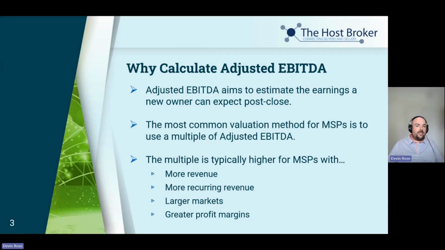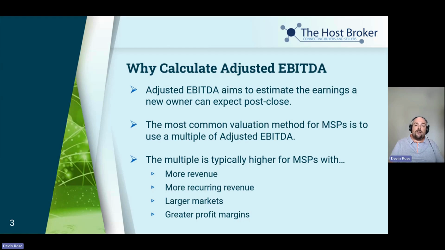So why calculate adjusted EBITDA? Why does this matter? The reason is that adjusted EBITDA aims to estimate the earnings that a new owner can expect post-close. So this is a buyer-centric metric. And because it allows buyers to estimate how much the business is worth to them, it is the most commonly used metric for MSP valuations. Specifically, we most often see a multiple of adjusted EBITDA.